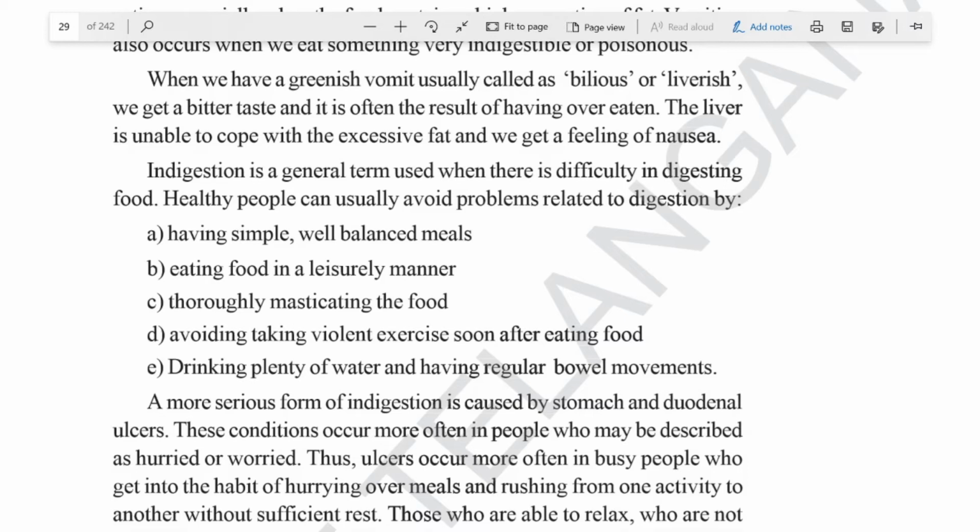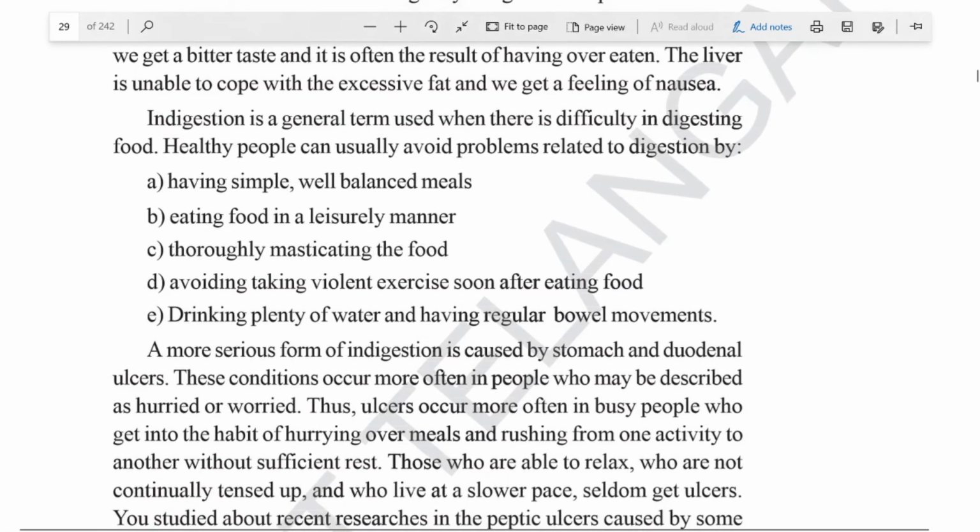Balance. Food should be balanced, and you should eat in a leisurely way, not very fast. Chew it very well; thoroughly masticating the food means chewing it very well. Avoid taking violent exercises soon after eating. After eating, don't do any hard exercises.